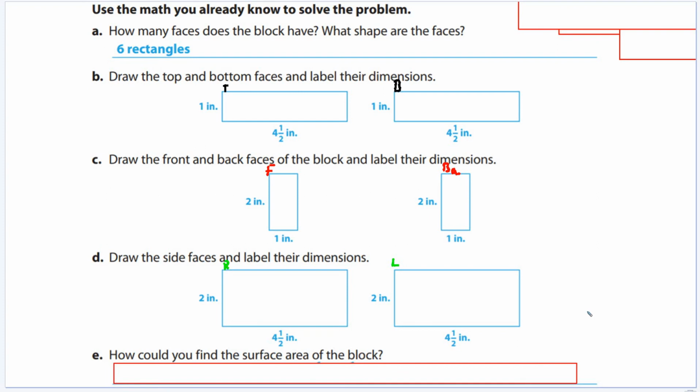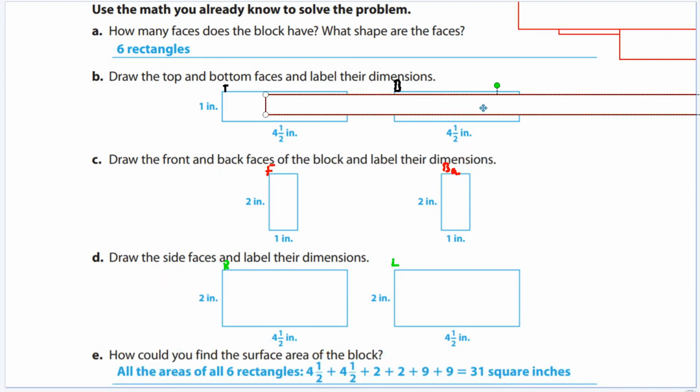The question is, how could you find the surface area of the block now that we know or drew each rectangle? The top, the bottom, the front, the back, the right, the left. Okay? What do you think you need to do? Well, if you said, obviously, find the area of each one and add them, you are correct. All the areas of the 6 rectangles.